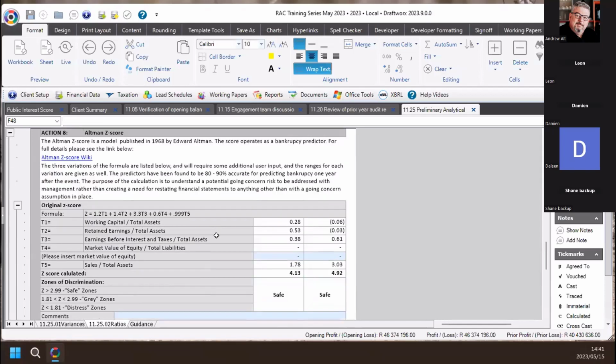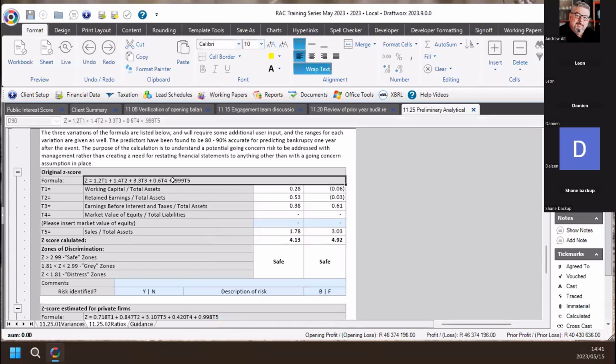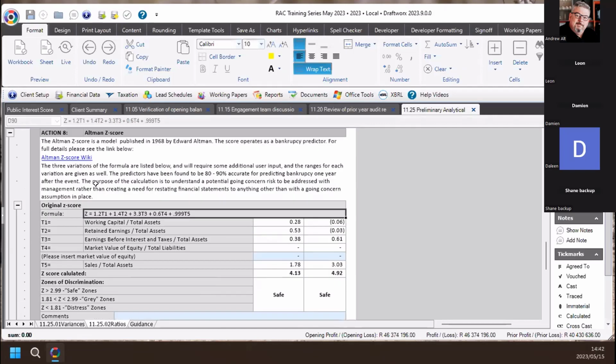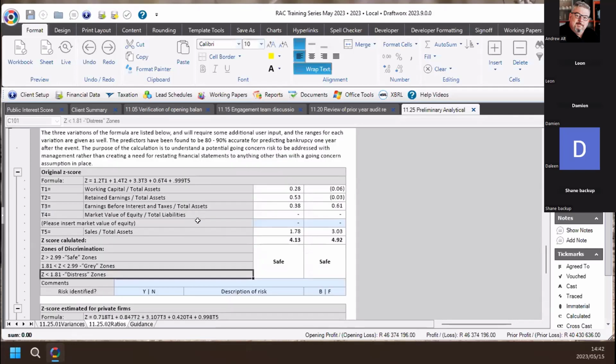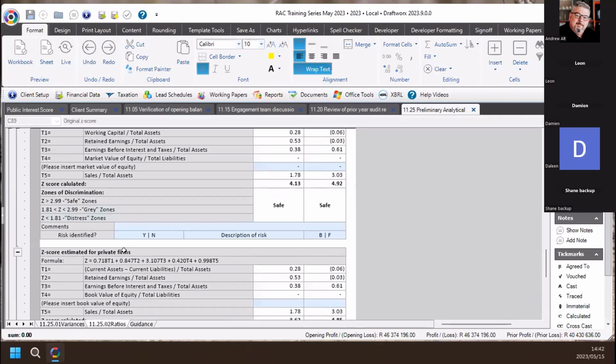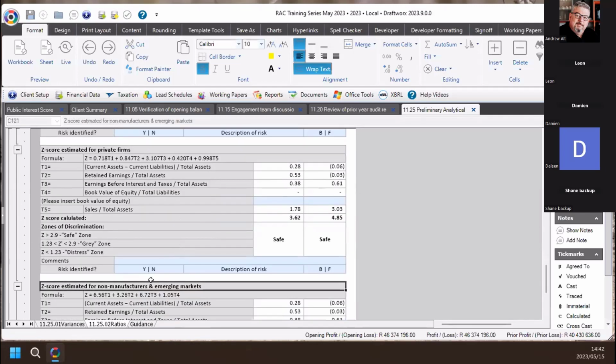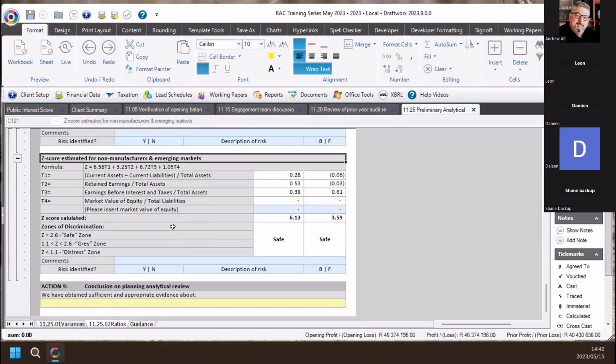What this will lead you to do is it's got quite a complicated looking formula. You can go and look more about it in the Wikipedia page. But it basically goes and tries to determine whether this entity is in a safe zone, a gray zone, or a distress zone in terms of this Z score. There are different ones available. There's one that's the original. There's one for private firms. There's one for non-manufacturing and emerging market entities.